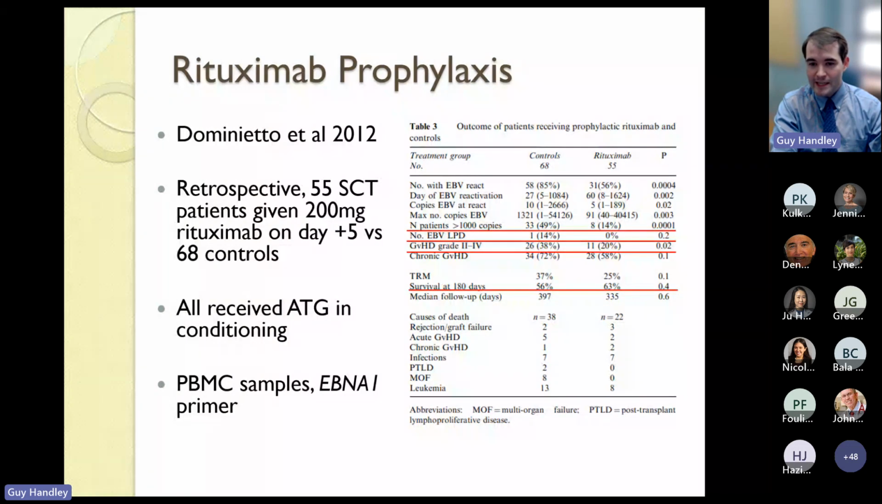There was certainly less EBV DNAemia, over 1,000 copies. There was less high grades of GVHD, which was interesting. But the main thing to take away, I think, is the overall survival at 180 days was not statistically significant. It trended a little bit higher in the rituximab group. They didn't follow them for a full year, which is a fair criticism, but at least in those first 180 days, there didn't seem to be a clear mortality benefit.